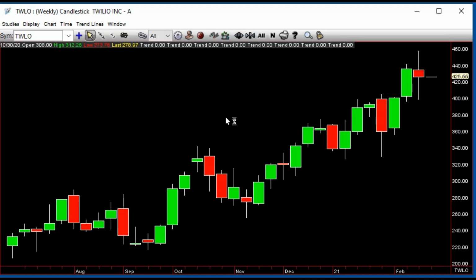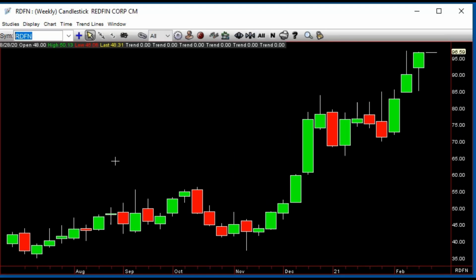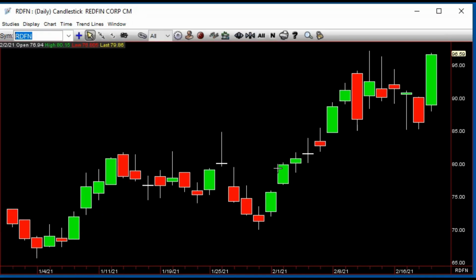That's why that works. Another thing that we look for is called a kicking pattern. And what that means is that if you go to Redfin, right, you're going to see this. This is also an inside day.